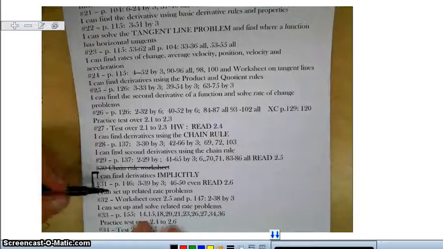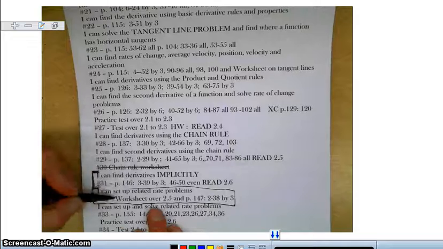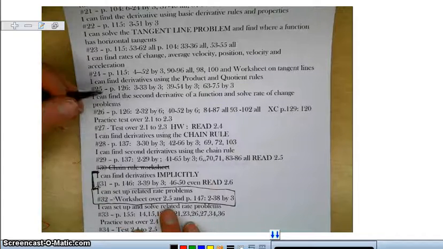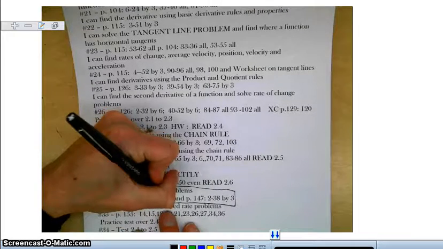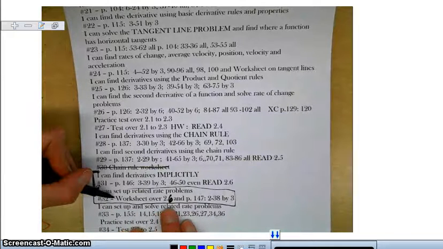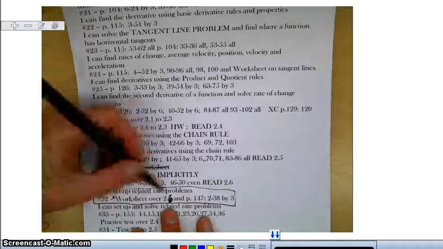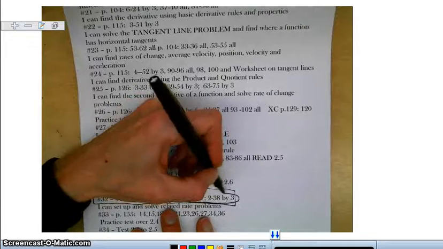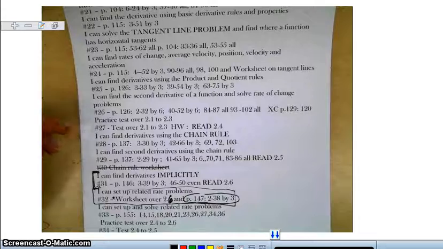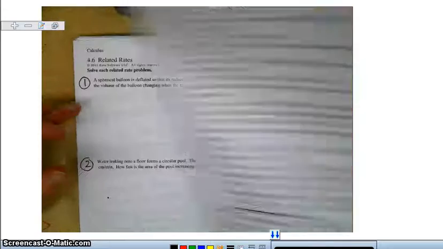Here is your assignment. It's going to be number 32. Now, I haven't given you the worksheets. It shouldn't say 2.5, it should be the worksheet for 2.6. What you have in front of you is notes, not a worksheet. So I'll give you a separate worksheet, and then this assignment is a review of implicit differentiation. So it's all one assignment though, new and review.